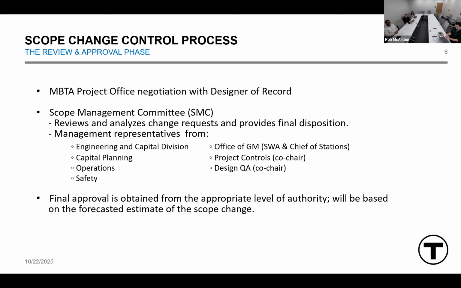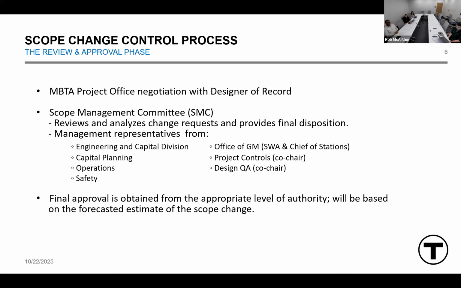Next up is the review and approval phase of the process. The MBTA project office will negotiate with the designer of record. The scope management committee, as we mentioned in the previous process, is a brand new committee, but it is the same committee in this process as it is in the other process. They review and analyze change requests and provide the final disposition.